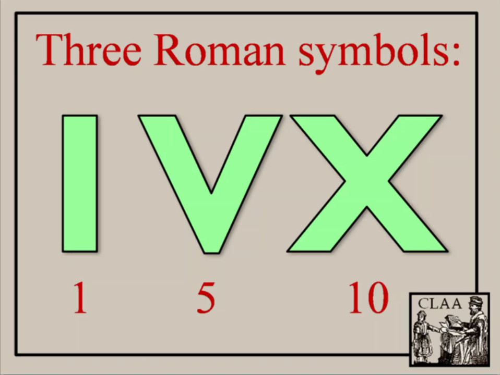All of the Latin numbers that we have learned so far are written with one or more of these 3 Roman symbols. The straight line, which is unus, the V-shaped symbol, which is quinque, and the X-shaped symbol, which is decem. All of the numbers we've learned so far are written with these 3 Roman symbols.